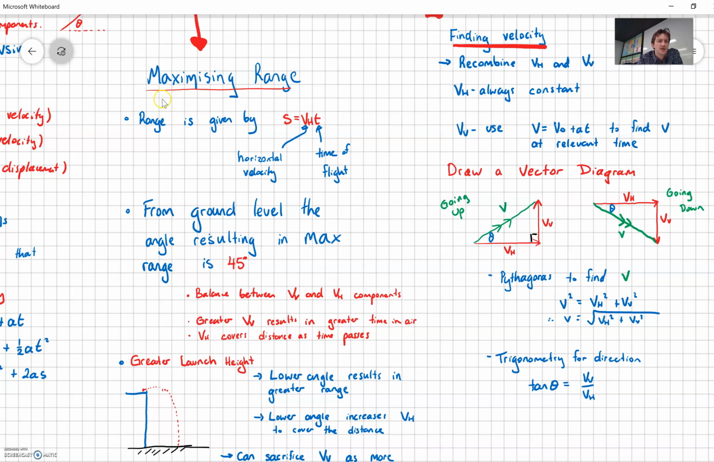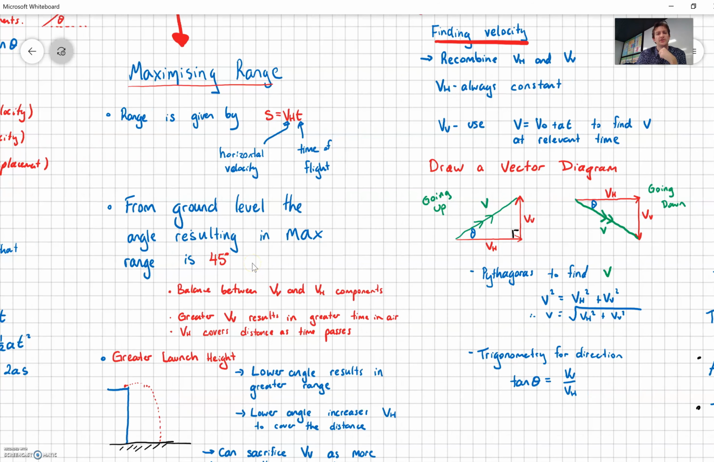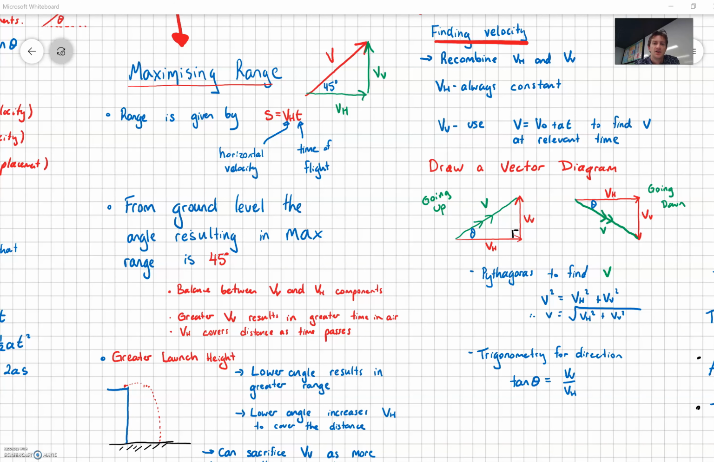So to maximize range, which is calculated by distance equals speed times time, you're expected to know that from ground level the angle that results in maximum range is 45 degrees. The reason for this is that 45 degrees provides a nice balance between the horizontal and vertical components of the velocity. So I've just drawn this vector triangle up here. If you have 45 degrees there, you actually get horizontal and vertical components that are the same size.